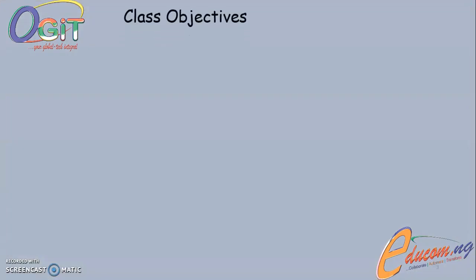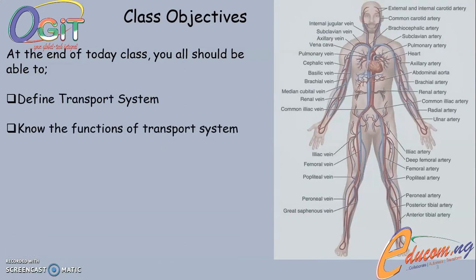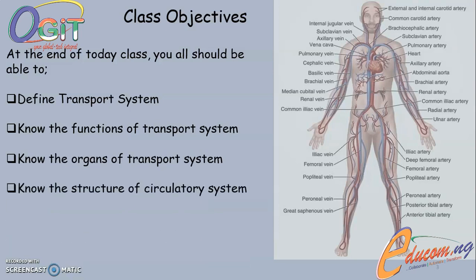Now, the class objectives. At the end of today's class, you all should be able to define transport system, know the functions of transport system, know the organs of transport system, know the structure of circulatory system, and know the features of circulatory system.